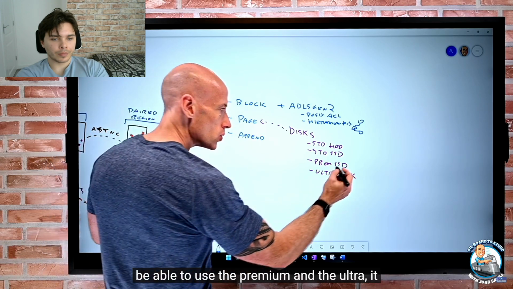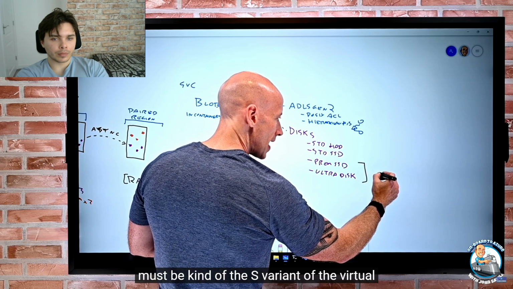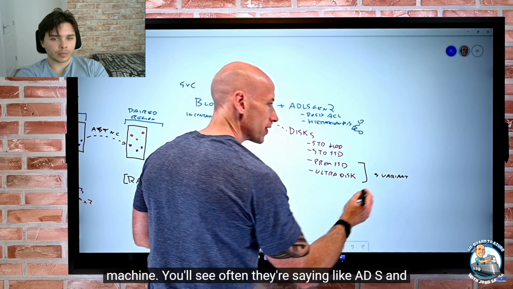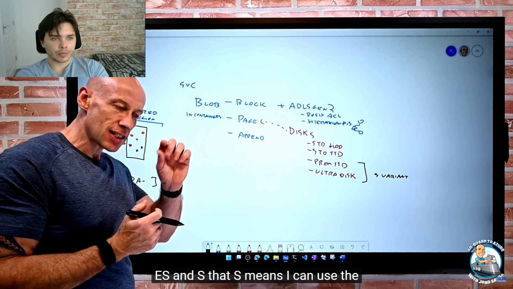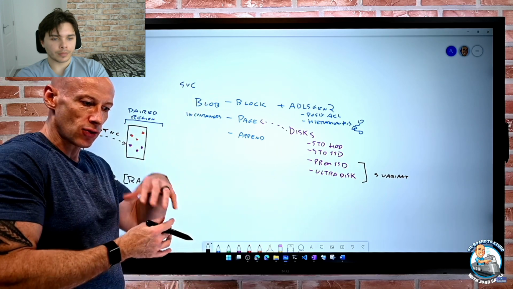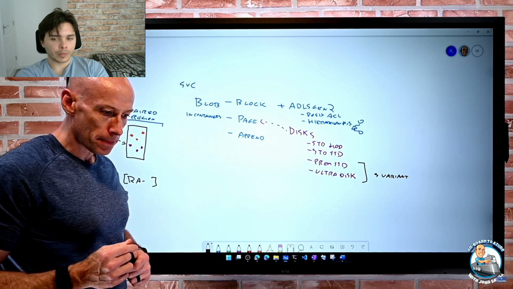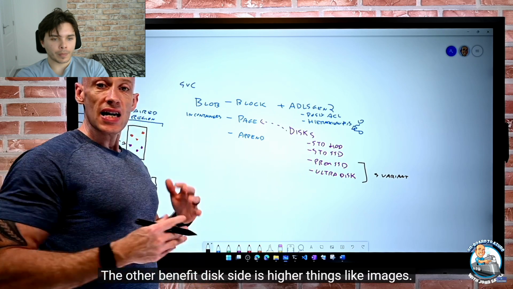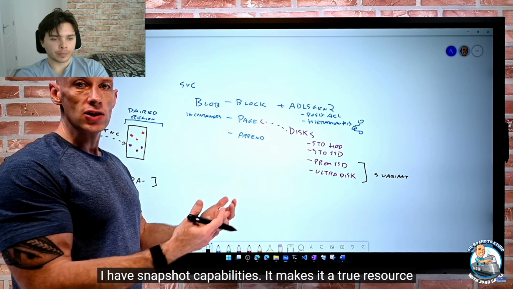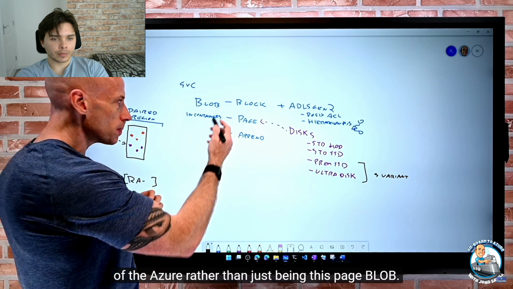To be able to use the premium and the ultra, it must be the S variant of the virtual machine. You'll see often there's something like a DS and ES and FS. That S means I can use the premium SSD and the ultra disk. So I have to have that variant to actually be able to use those. The other benefit disks add is I have things like images, I have snapshot capabilities. It makes it a true resource of Azure rather than just being this page blob.